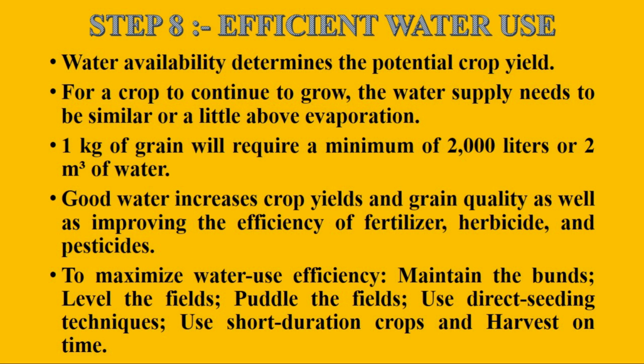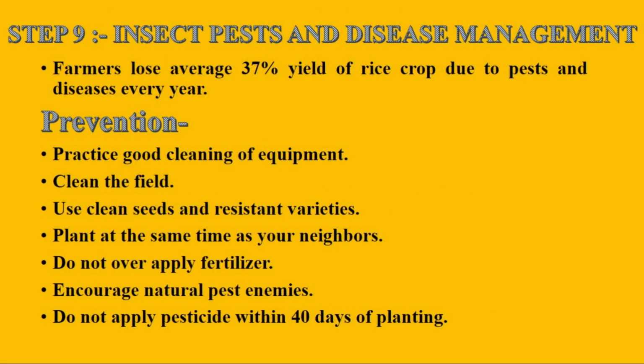To maximize water use efficiency, maintain the bunds, level the fields, puddle the fields where possible, use direct seeding technique, short duration crops and harvest on time. Step number 9 is control pests and diseases effectively. Farmers lose an estimated average of 37% of their rice crop to pests and diseases every year.